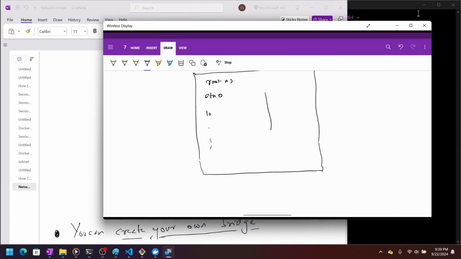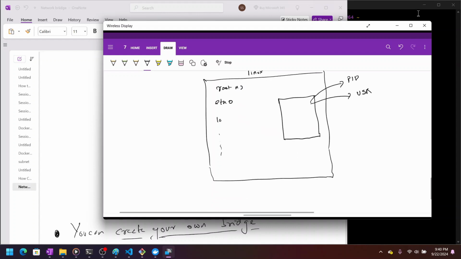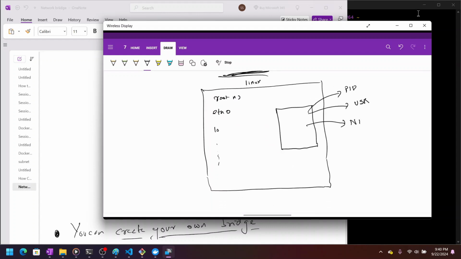Now when you create a container using Docker, it creates a PID namespace and a user namespace. But while we are using the host driver for networking, it will not create any network namespace. Instead, it will use this root namespace, the host root namespace.